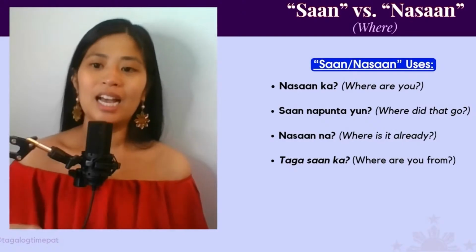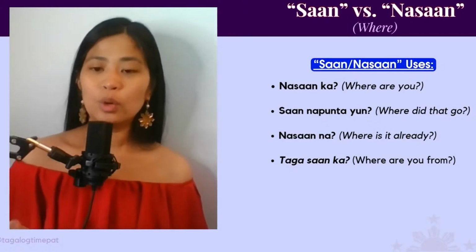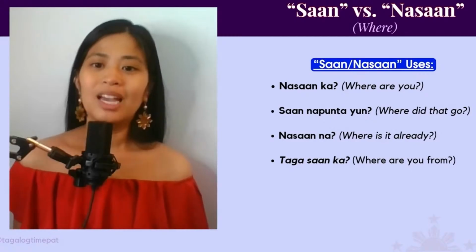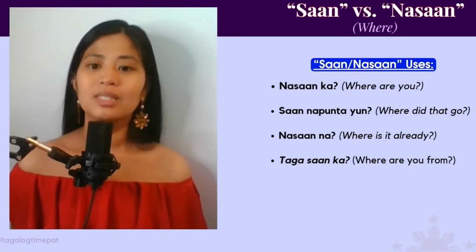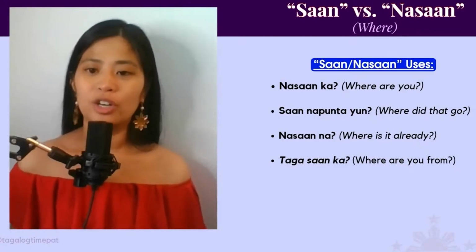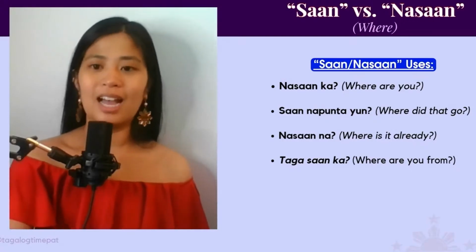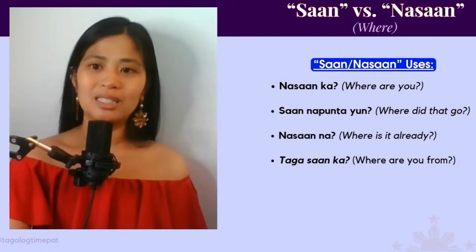Na again is an emphasis word. Sometimes it means already. Taga saan ka? Where are you from? Taga means from. Saan means where. Ka is referring to you. Where are you from? Taga saan ka? So those are the different ways saan can be used. Now let's practice saan.